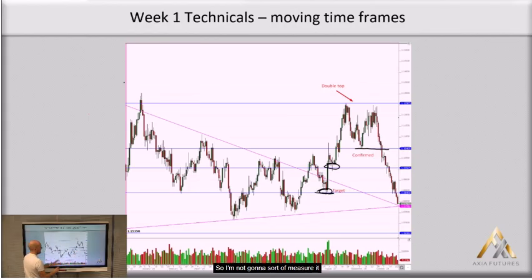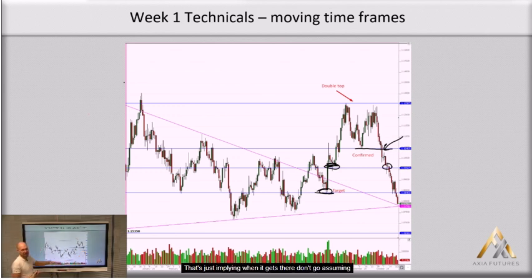So I'm not going to sort of measure it and go, oh, look at that, it matches up perfectly. You kind of eyeball it, you can sort of go, yeah, that's roughly about the same. That looks like a reasonable target. This one would then be my point where you've got to make a decision on a move down. And again, that's not implying that you're in from here, holding it and making a decision over these 2 days.